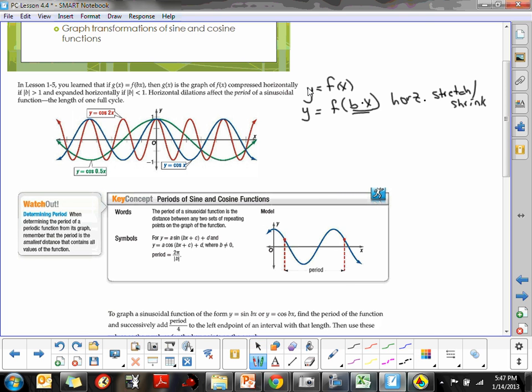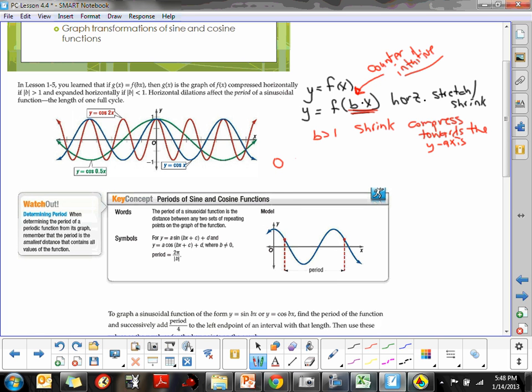Some of our basic rules: anytime it's happening to the input value first, before we take the trig value on it, it's going to be counterintuitive. So inside the parentheses, it was more or less our counterintuitive idea, which means when b was greater than 1, we think about multiplying by numbers bigger than 1, like 2 and 3. We think of it stretching, but this actually is going to shrink your graph, so it's going to compress it towards the y-axis.